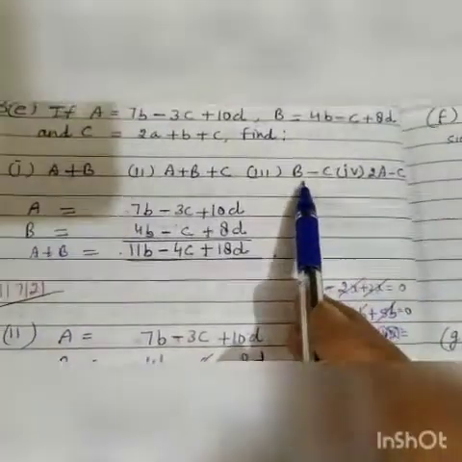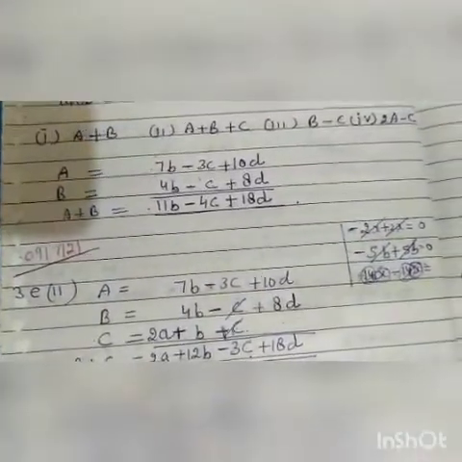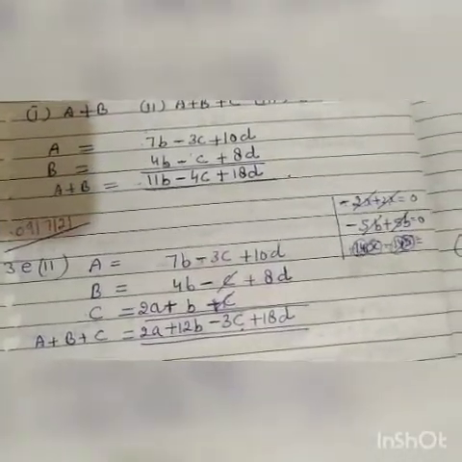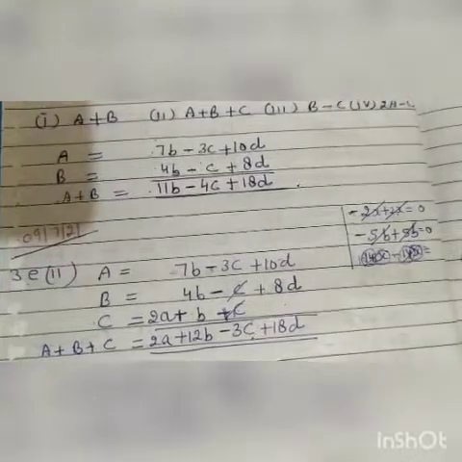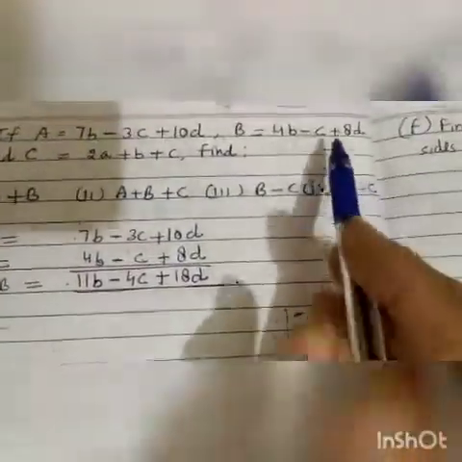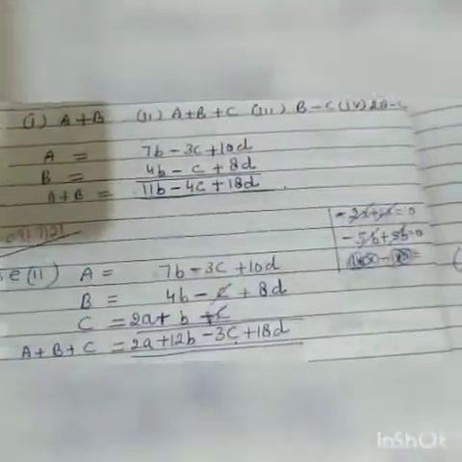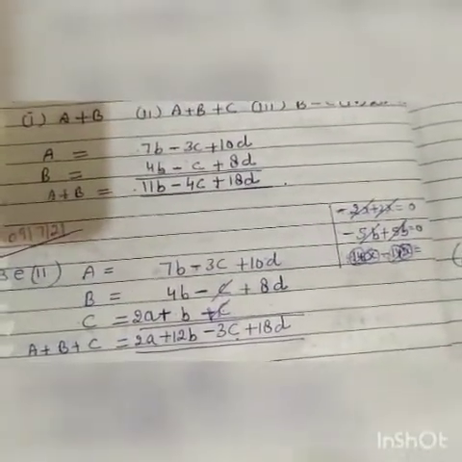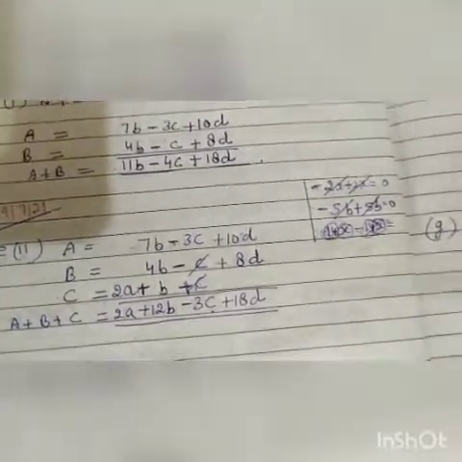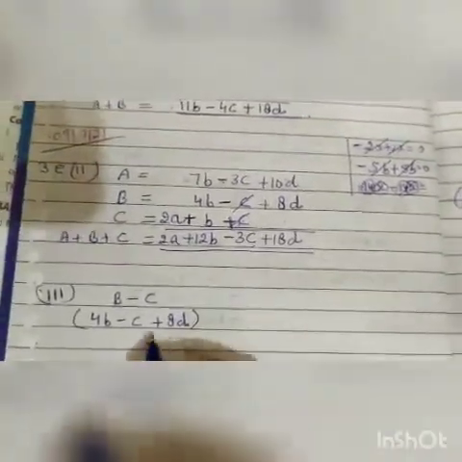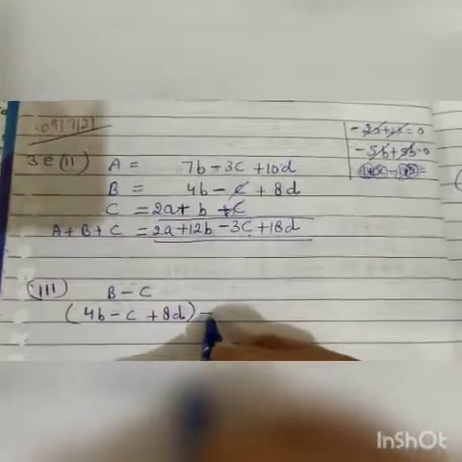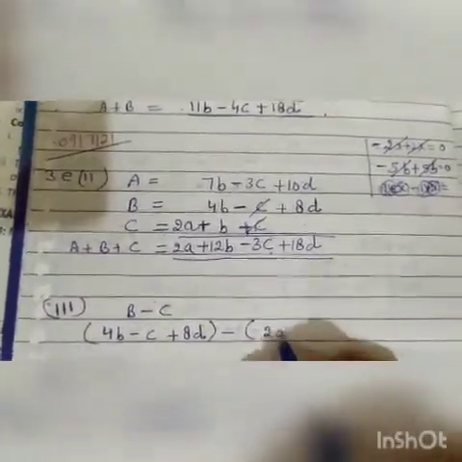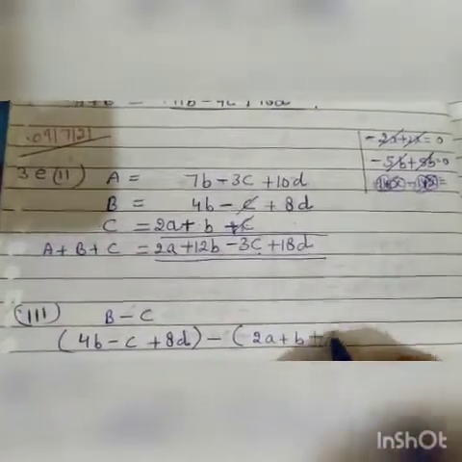Now come to its third part. Its third part is b minus c. See students, how we will do. b minus c. First we will write the value of b in the first bracket, and the value of b is 4b minus c plus 8d. 4b minus c plus 8d, this is the value of b. Then close the bracket. Now minus again for c, the value of c is 2a plus b plus c.